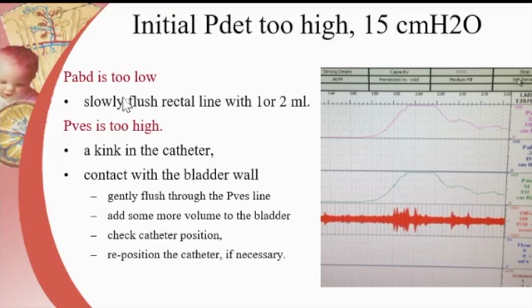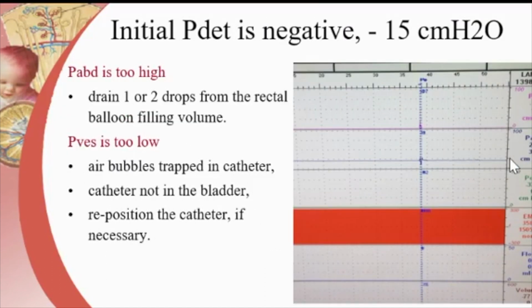If the P abdomen is too low, then you have to flush the rectal line and make sure that this is corrected. So, in this patient, the abdominal pressure is very negative, so it is showing as a high P det, but actually, this is because the abdomen is not recording it. Similarly, if the abdomen is too high, for example, in this patient, the abdominal pressure is 21, so the P det is going negative. So that is also wrong.